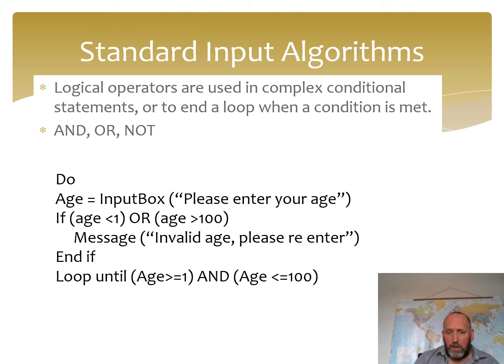And then we loop it until age is greater than or equal to 1 and age is less than or equal to 100. That means this program will not accept anything else but a number between 1 and 100. Standard input algorithm. As I say, SQA love these things, learn them.